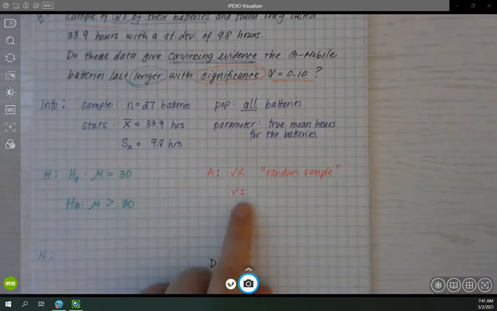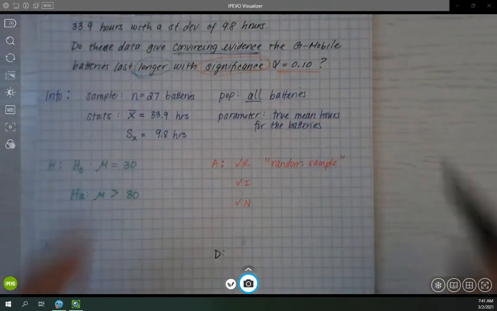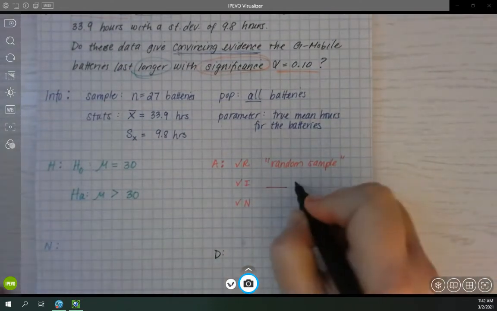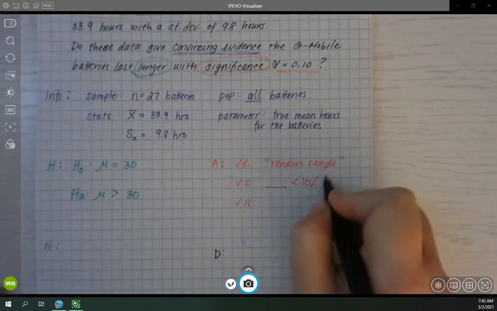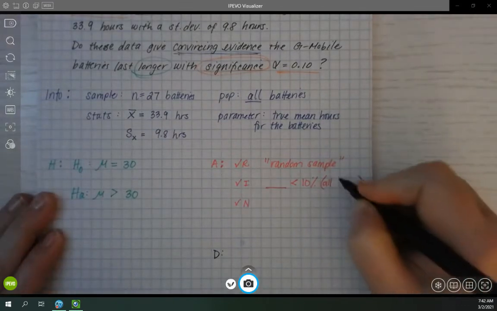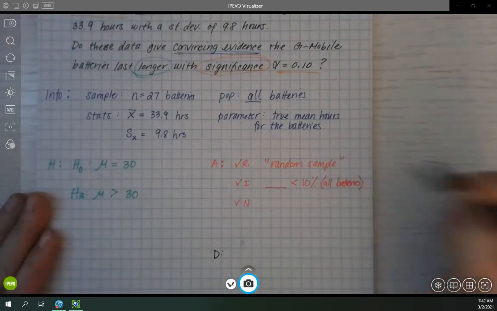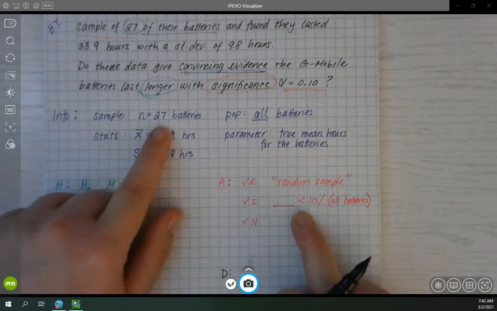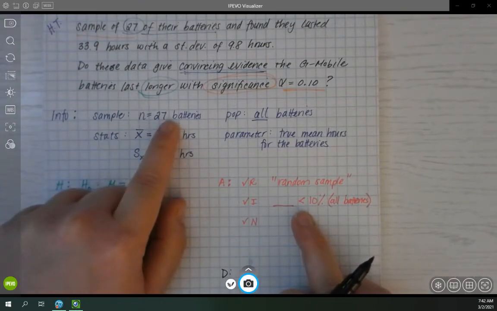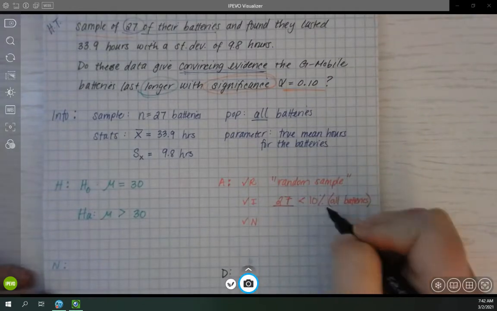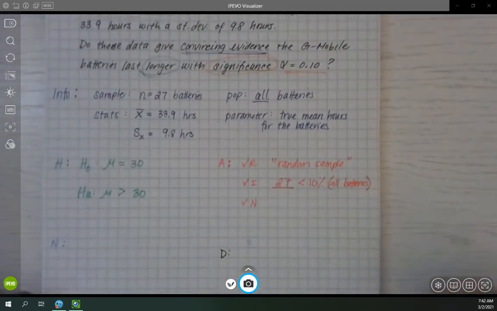I need to check to see if it's independent. This means that I'm not taking too many from my population. So I'm going to want to know, what is that N value? And I want to make sure it's less than 10% of the population. We are looking at all batteries. Well, I'm sure there are lots and lots of batteries at G-Mobile. 10% means let's add a 0 at the end of that number. So 27, if I add a 0, that's 270. Do I think there's more than 270 batteries? Heck yes. So I can definitely say 27 is less than 10% of all batteries. And again, this is the letter N.